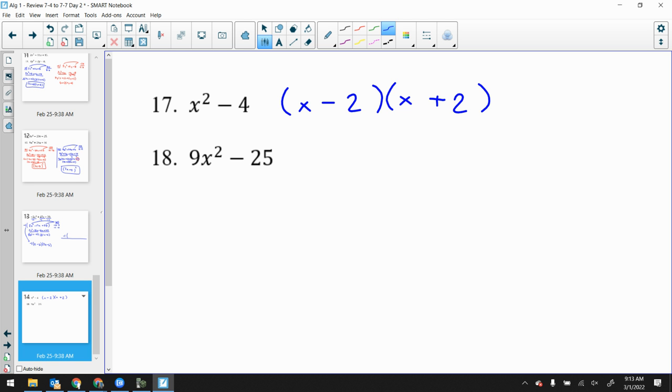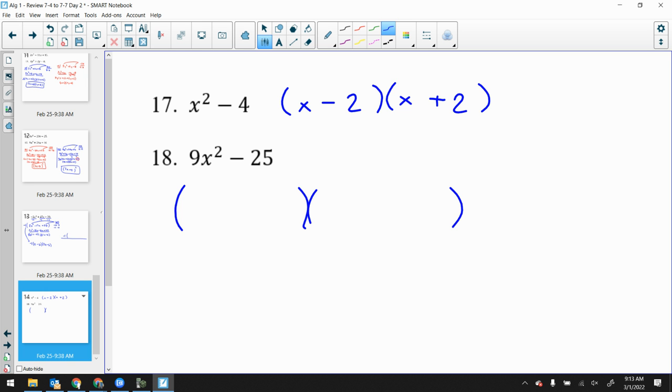Same type of thing there for 18. Nathan, is that a minus sign in between? Yes. Is 9x squared a perfect square? Yes. Is 25 a perfect square? Yes. So is this a difference of squares? Yes. So now I can go to my parentheses.